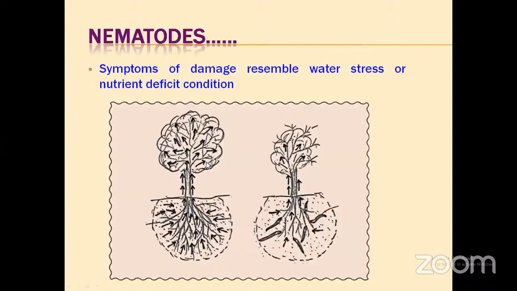In general, we always get confused, as it mimics water stress or some chlorotic or wilting conditions. So in general, farmers are not aware of this pathogen. Why? Because a lot of studies have not been taken up in nematode management, and there is not enough awareness of nematodes causing damage to crops. So more or less, it always mimics water stress or some nutrient deficient condition.